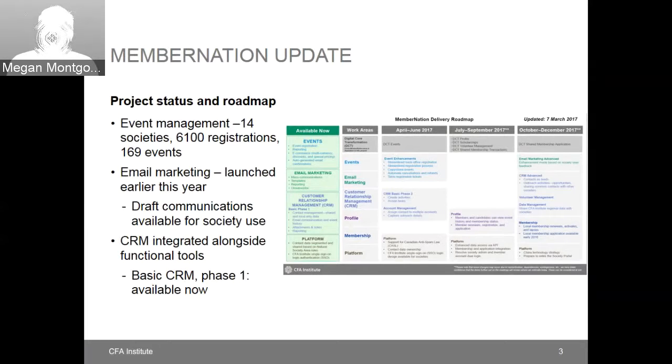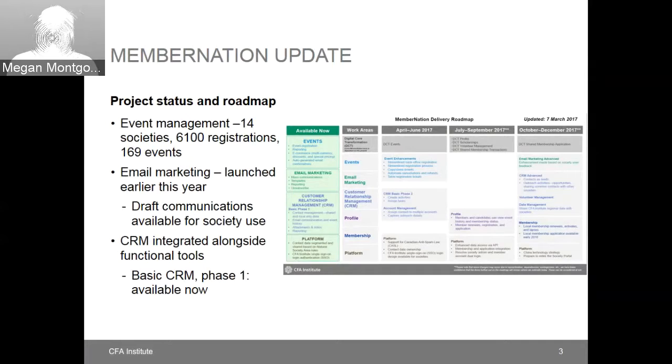And then, of course, we have the CRM, or the customer relationship management tool, which basically has kind of been integrated from the beginning to some extent, because obviously all of your contact data is going to be in the MemberNation platform so that you can target them for these events. And so you can see which of your contacts are attending your events and things like that. So our call today is going to cover basic CRM phase 1, which is what's available right now.